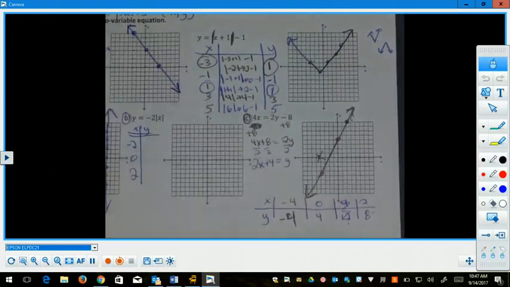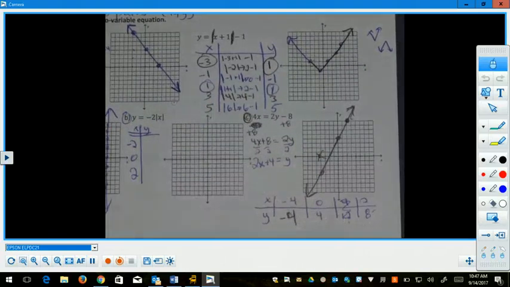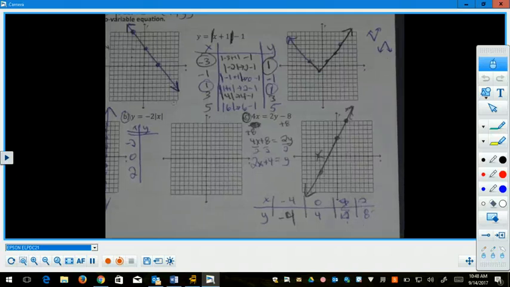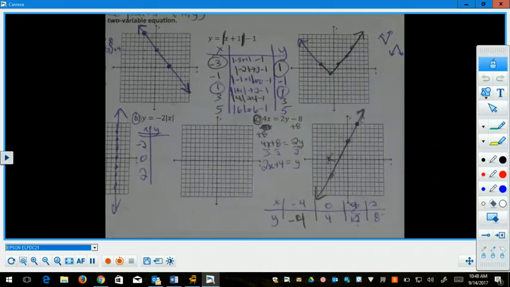For letter B, just so we all have the same points, I'd like you to use -2, 0, and 2. If you have other points, that's great, but use at least those points for now. Who has an answer for the y values on this table? What happens when I plug those numbers into the absolute value?